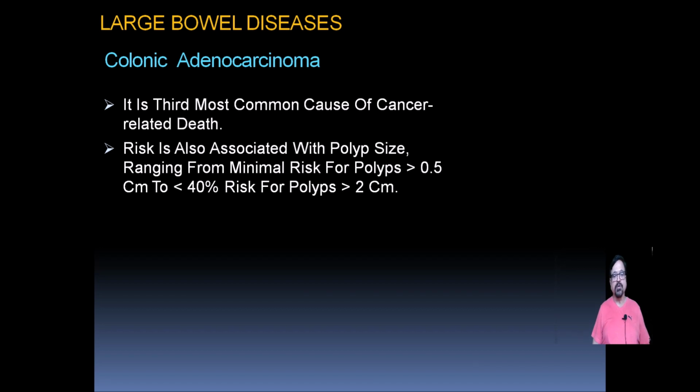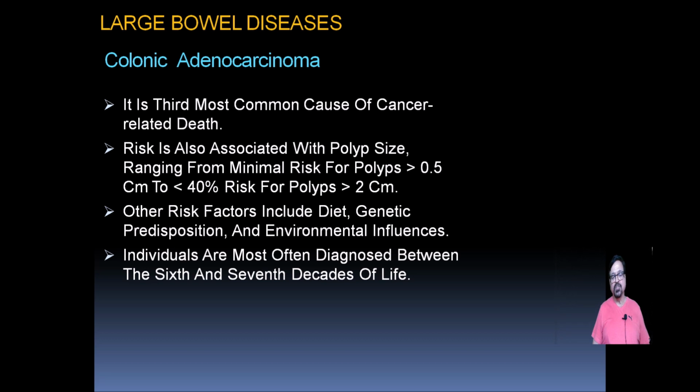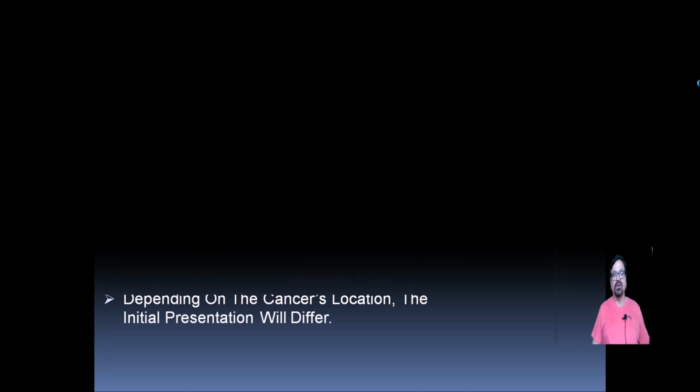The risk is also associated with polyp size, ranging from up to 2 centimeters to more than 5 centimeters. There are different statistics which put it up to 40%. Now, the other risk factors include diet, genetic predispositions, and environmental influences. Individuals are more often diagnosed between the 6th and 7th decade of life, so it appears late in life. Depending on the cancer's location, the initial presentation will differ.